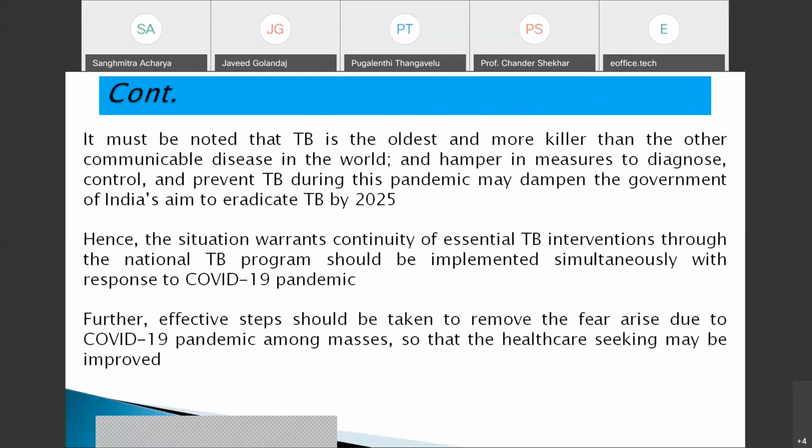Hence, the situation warrants that continuity of essential TB interventions through the national TB program should be implemented simultaneously with the response to the COVID-19 pandemic. Further, effective steps should be taken to remove the fear arising from the COVID-19 pandemic among the masses, so that healthcare seeking may be improved, especially for diseases like tuberculosis.